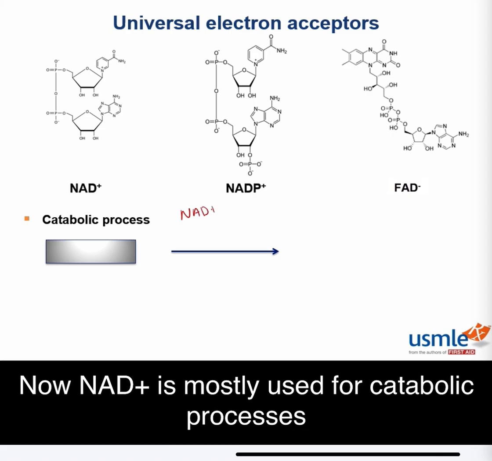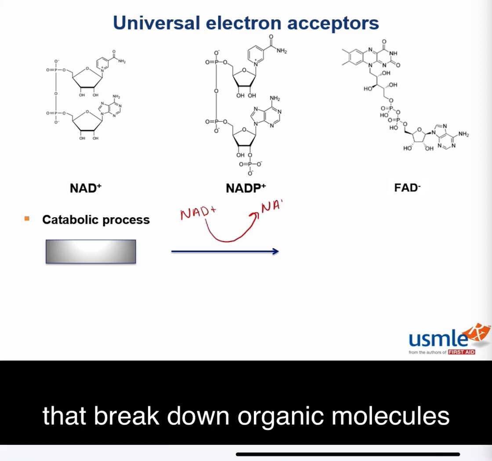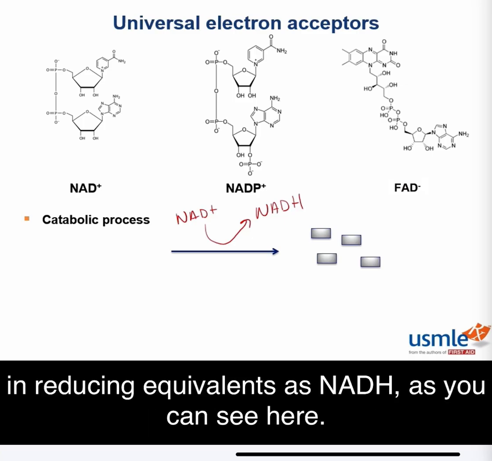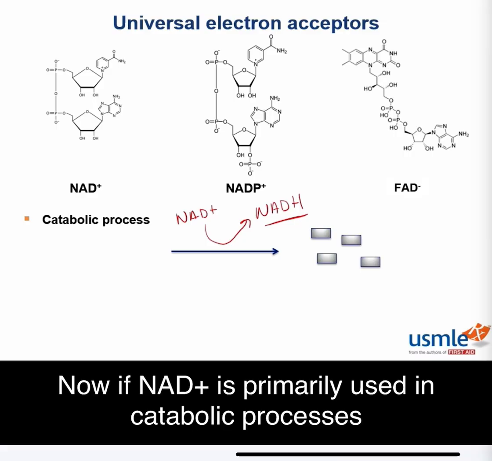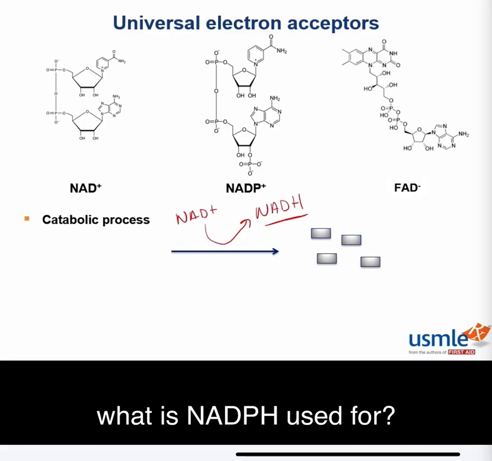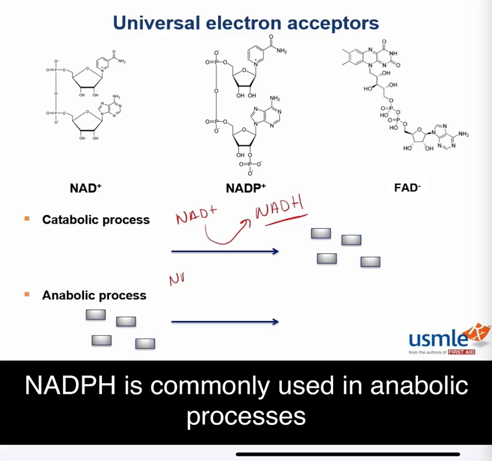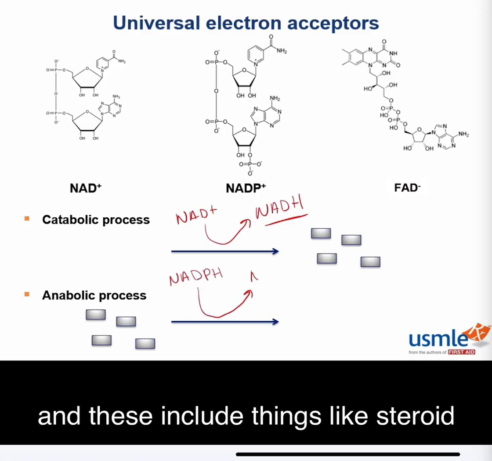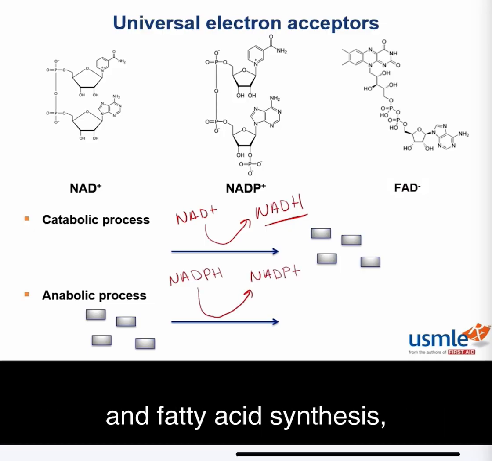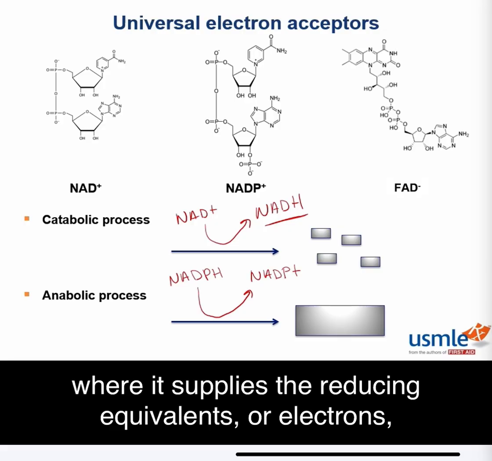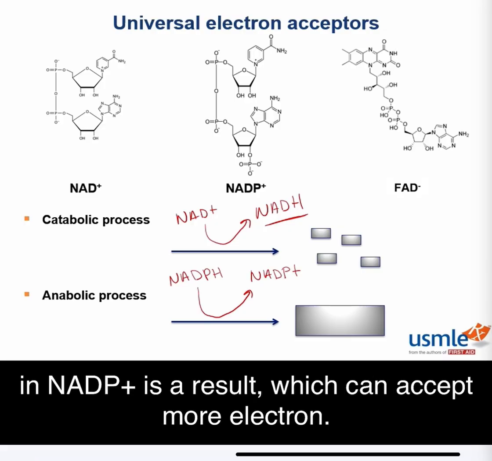Now NAD+ is mostly used for catabolic processes that break down organic molecules, and the electrons are carried in reducing equivalents as NADH, as you can see here. Now, if NAD+ is primarily used in catabolic processes, what is NADPH used for? There you go. NADPH is commonly used in anabolic processes, and these include things like steroid and fatty acid synthesis, where it supplies the reducing equivalents, or electrons, and NADP+ is the result, which can accept more electrons.